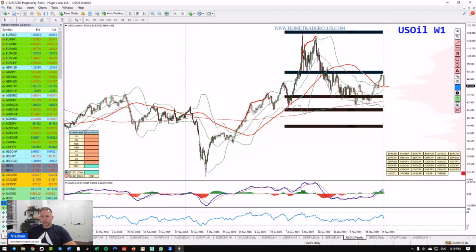So here is what we have on oil and the weekly chart. 3 bearish waves completed, and usually what happens next is ABCD correction or some sort of a consolidation or a range. With that in mind, my plan here on oil is buy the dips.